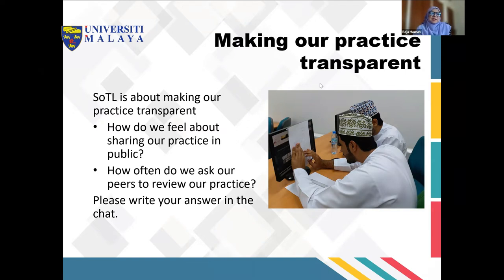This is a reflection, because if I remember when I was younger, when I started teaching, I really didn't want anybody to come and look at what I'm doing, because I was so scared of being judged, or scared that I'm not doing the right thing. I mean, that fear is always there. So, anybody would like to share?